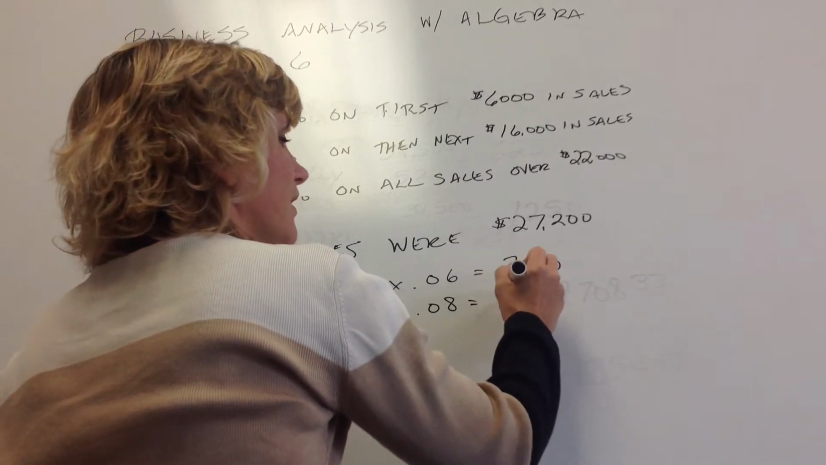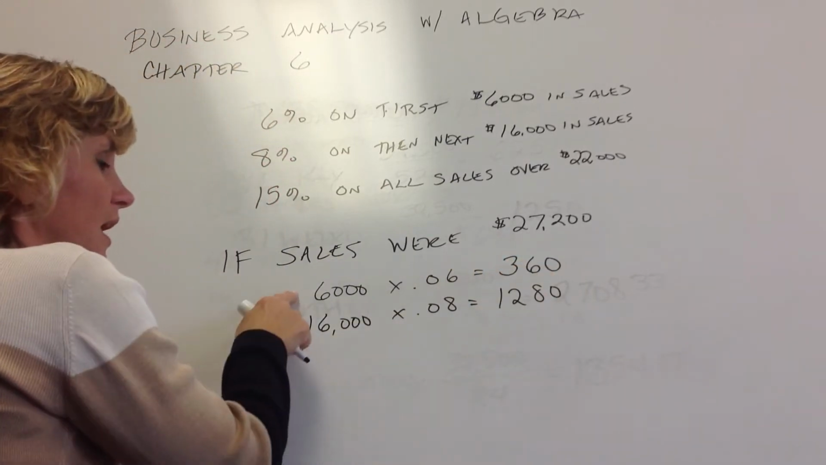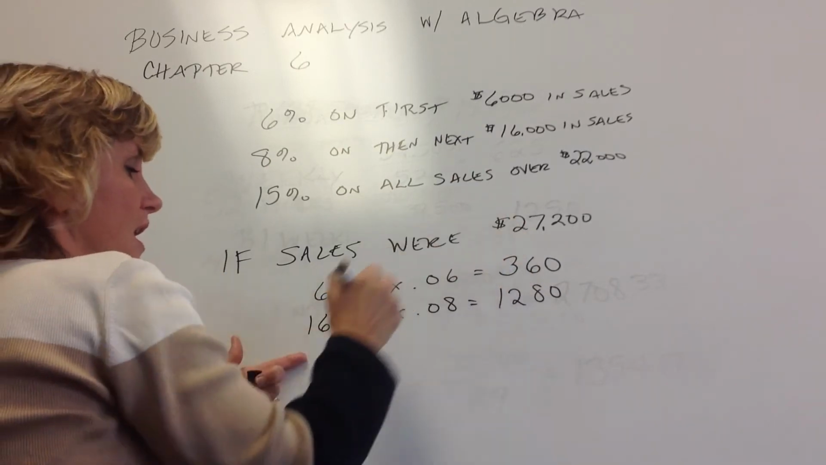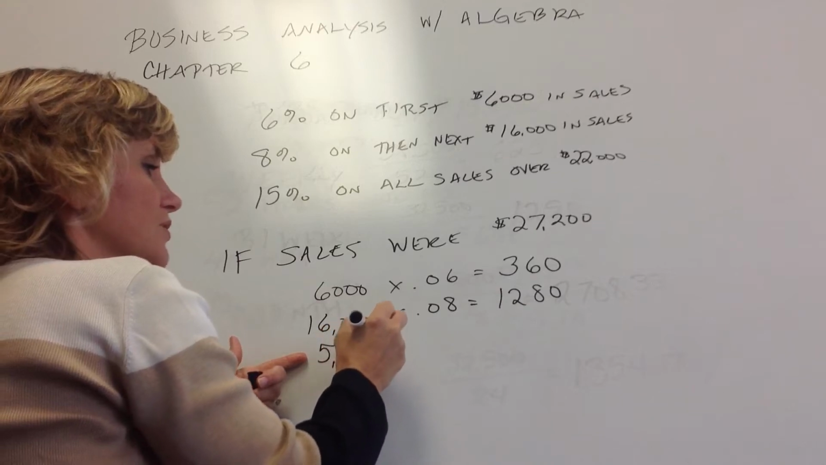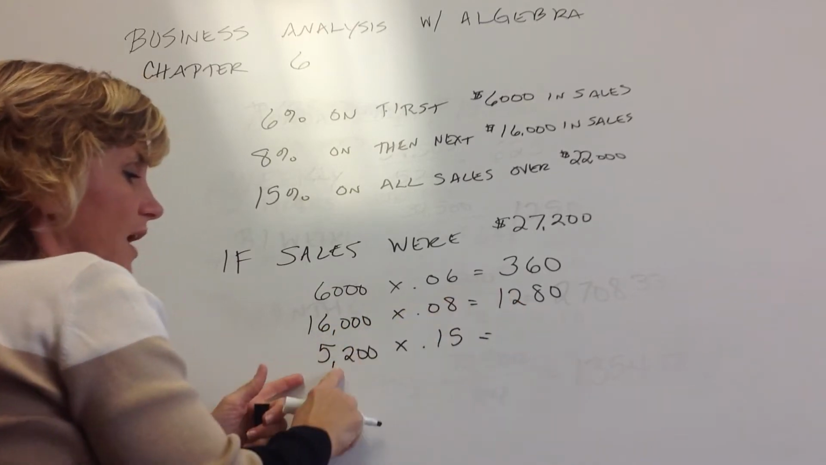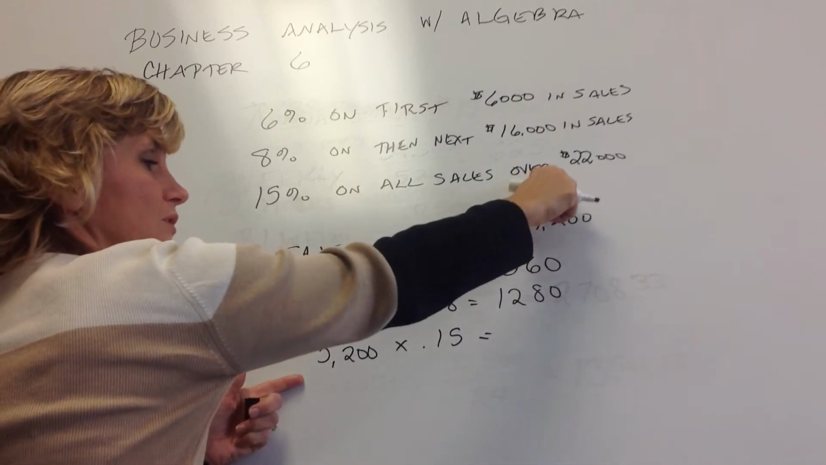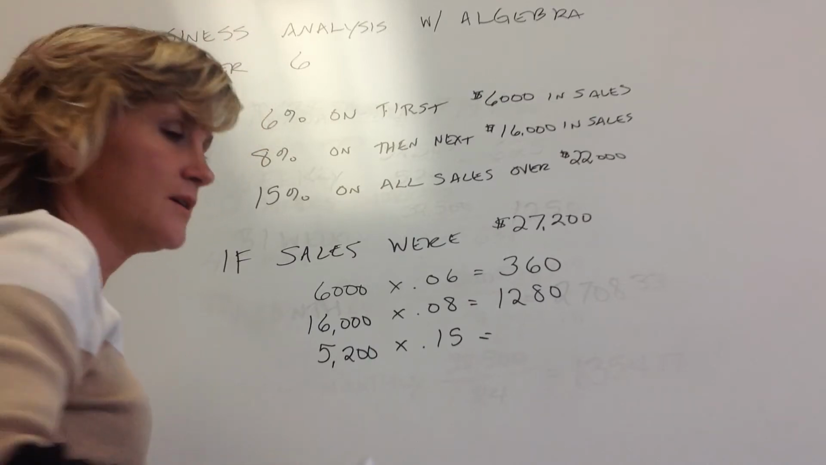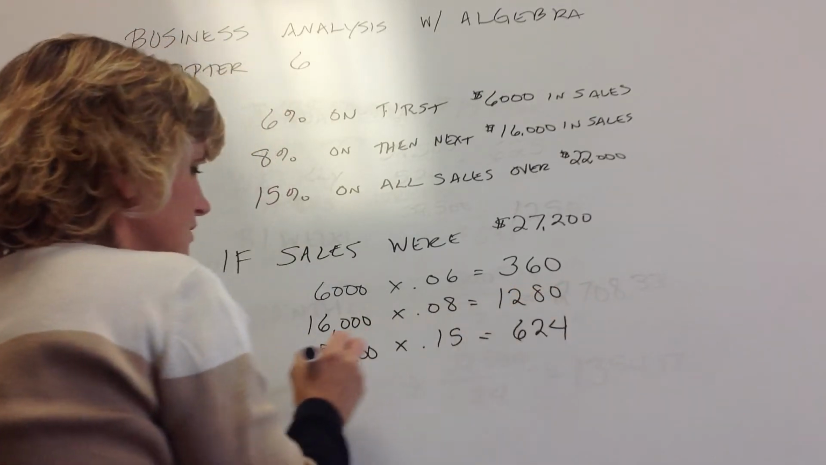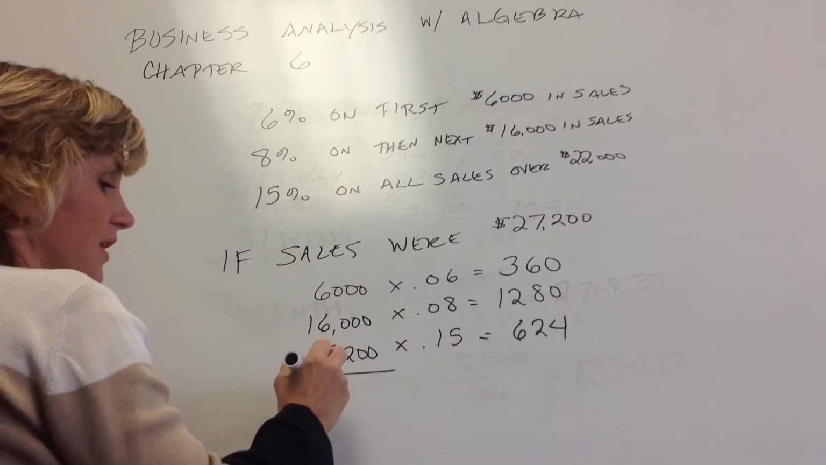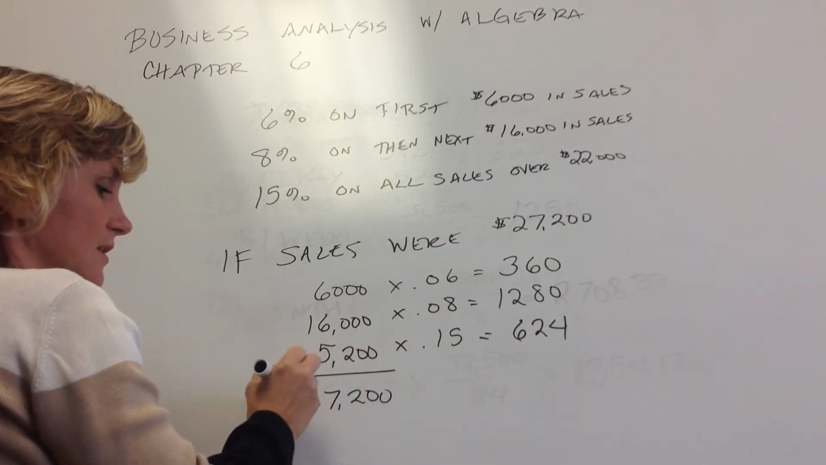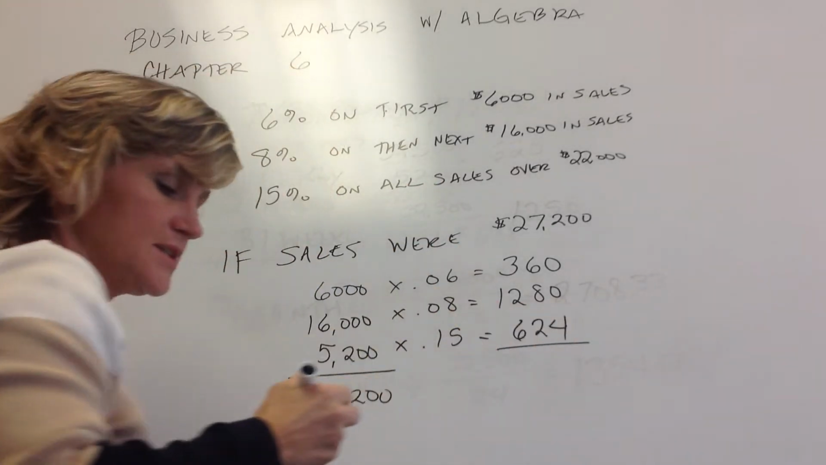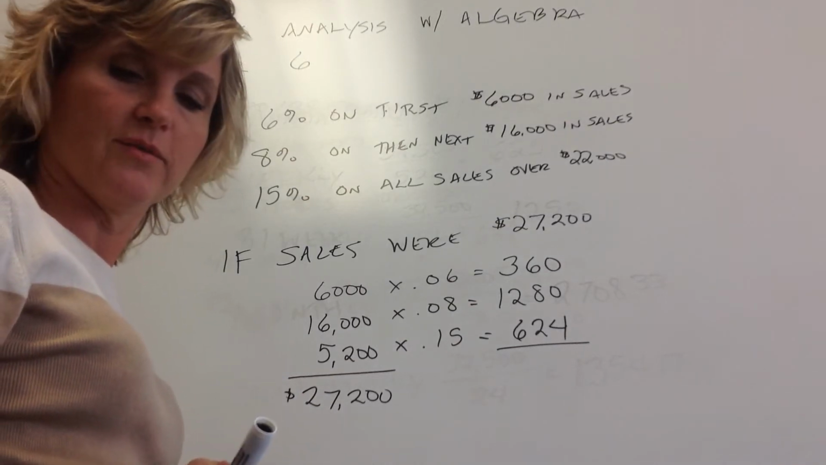And that gives us 1,280. And then in this case, I'm up to my 22,000, and I've gone over my 22,000. I'm $5,200 over that. So for that extra $5,200 over the 22,000, I get 15%. So then we'll multiply that out. So 624. So you can see if I add these up here, I've accounted for all of this individual sales. They had 27,200, but I've broken it down into each bracket because each bracket pays a different level of commission.